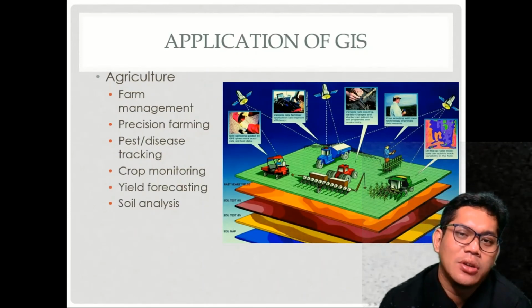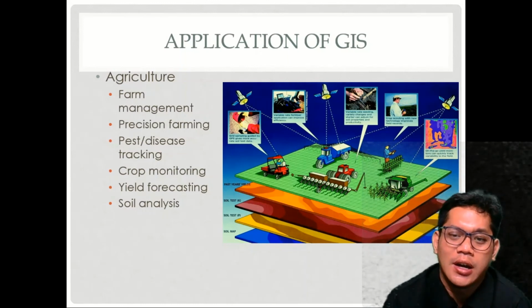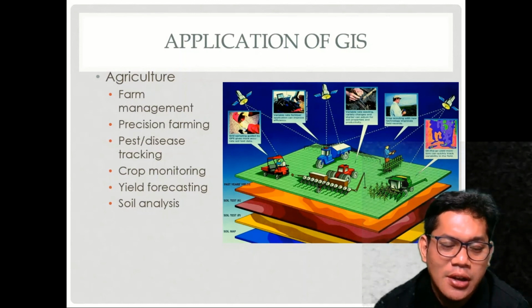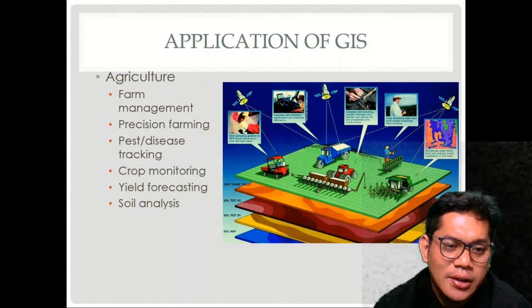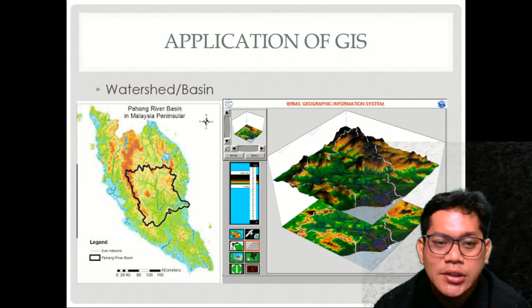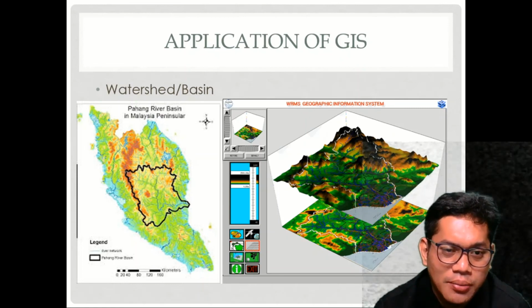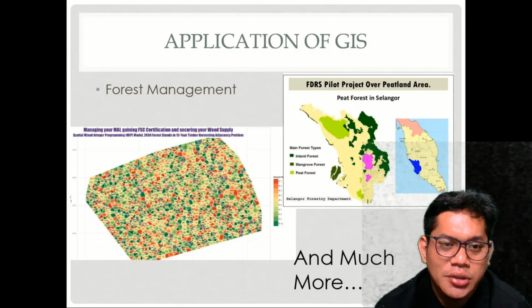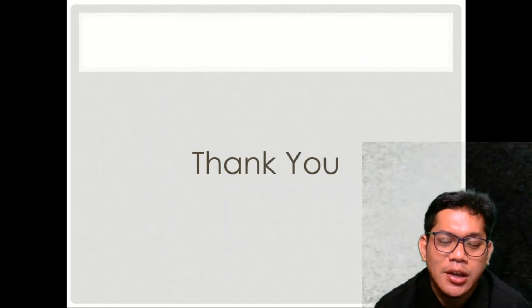So what are the applications of the GIS? There are a lot. Basically, there is agriculture, such as farm management, precision farming, pest or disease tracking, crop monitoring, yield forecasting, soil analysis, watershed or basin, land use information, forest management, and many more.